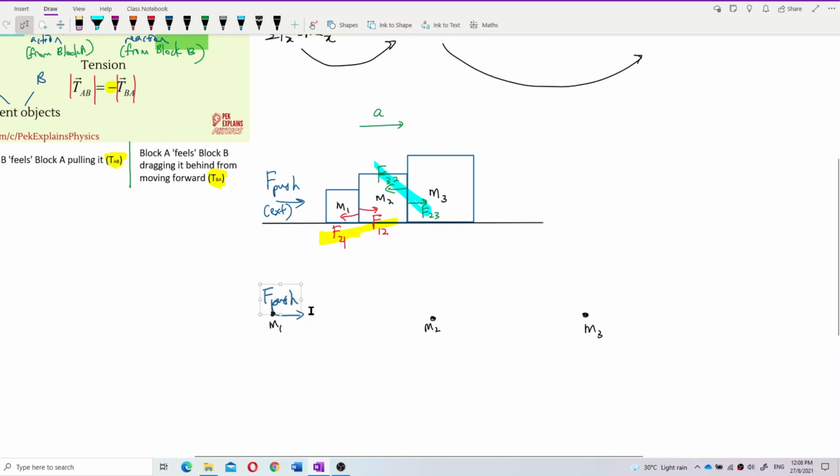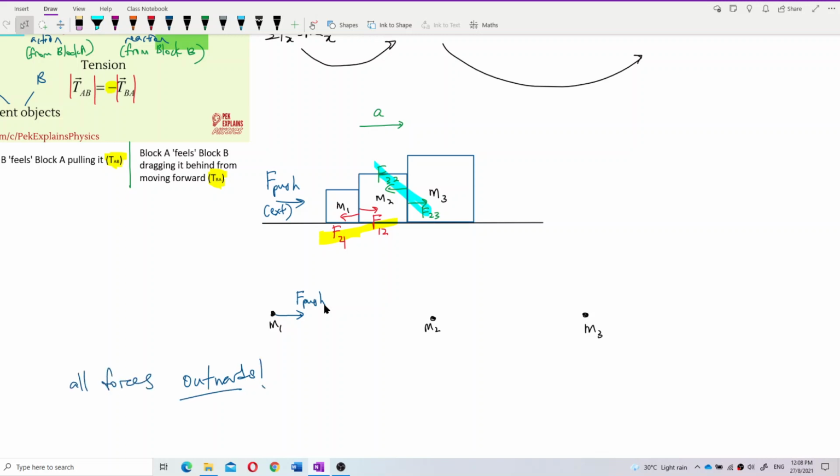So okay, I redraw. Pushing force you need to put on the other side. Put it outward. All forces must outwards from the dot. So don't put the pushing force over here. All forces must outwards from the dot. Okay, so pushing force over here. Okay, just put it here.